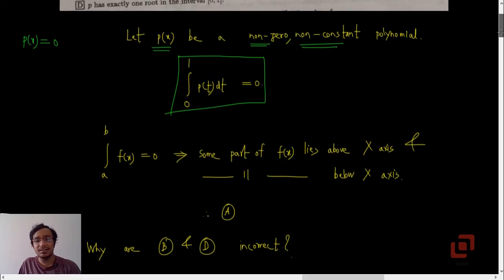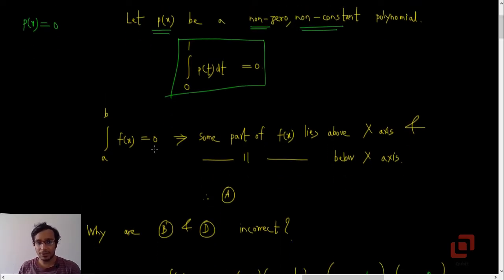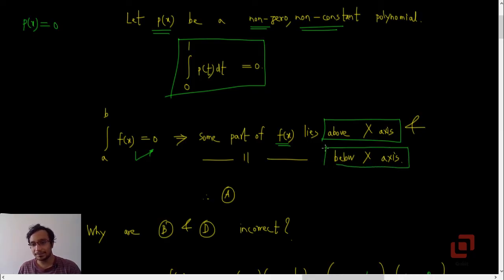Now when is a definite integral equal to 0? We know that a definite integral can be interpreted as area under a curve. If the graph of the function is above the x-axis, then that area by integration is obtained to be positive, and if the curve is below the x-axis, then the area obtained is negative. So if the function is non-constant and non-zero, and if its integral is 0, then I must say that some part of the function lies above the x-axis and some part of the function lies below the x-axis.